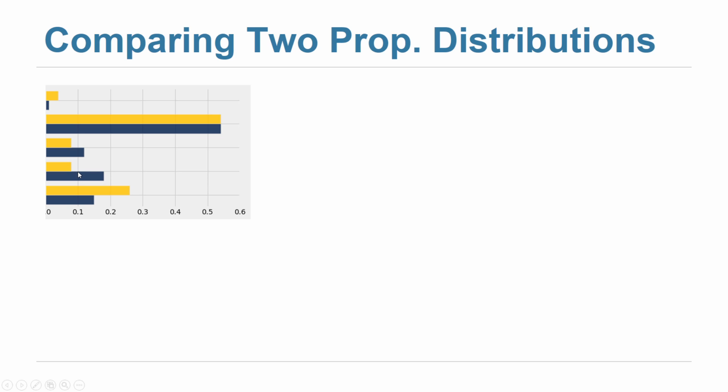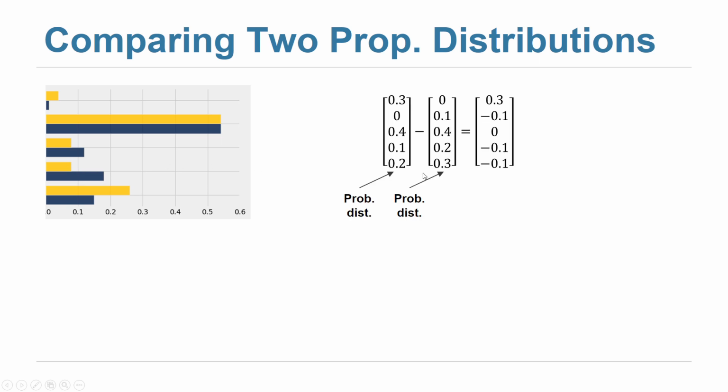If we look at numbers, and let's say that these are the two probability distributions that we have, if we subtract them, you will see, of course, as we just mentioned, some of the numbers will be positive and the others will be negative, of course, excluding the zeros.